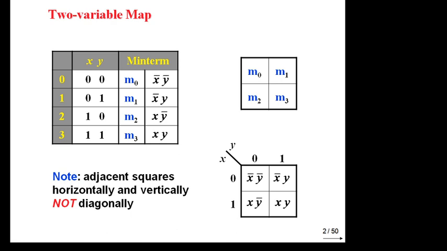Now you can make squares either horizontally or vertically, but you cannot make them diagonally, because these two are not adjacent cells. In these two cells, two variables are changing. The rule is that only one variable should change when going from one cell to the next.